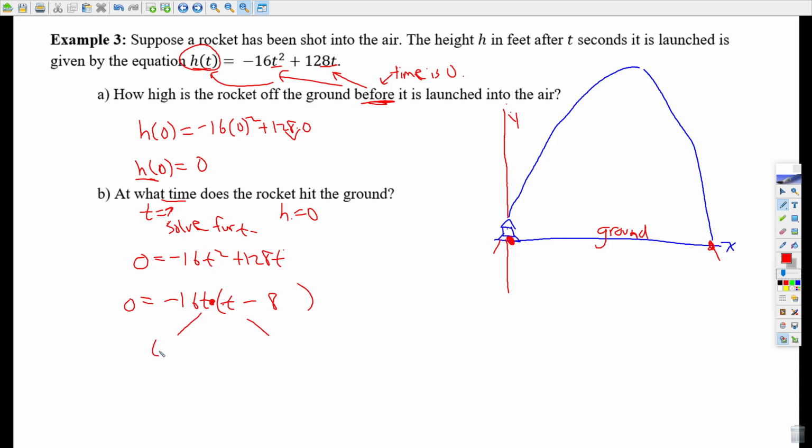This one is obviously, if you plug in 0 here, a time of 0, that would make this 0. But we already knew that. We knew that the rocket was on the ground. So the first 0 we have is at 0. The second one would be whatever makes this one 0, which would be a time of 8 seconds. And so that's the point we're looking at here, where your time is 8. So we already knew about this one. We're not going to use that one. We're going to cross that one off and say it would be 8 seconds.